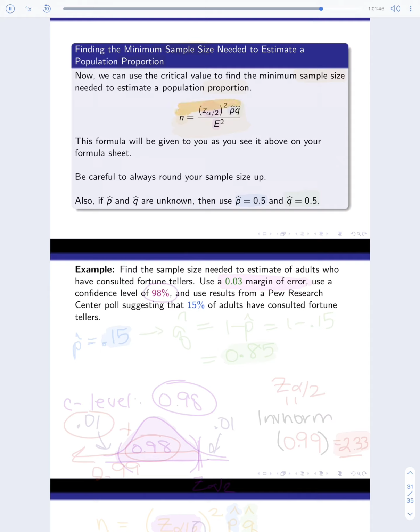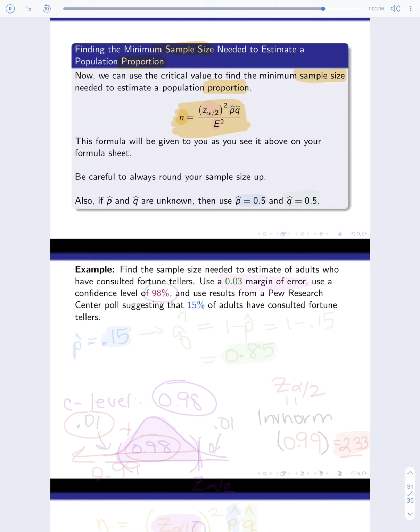Why am I making that clear? Because there's going to be another formula for sample size in the next section that is used when we don't have a proportion, when we've got a different situation. So we're going to use this if we're finding the sample size for a proportion. So key ideas, we're finding a sample size for a proportion. And notice that's why the formula will give us n.